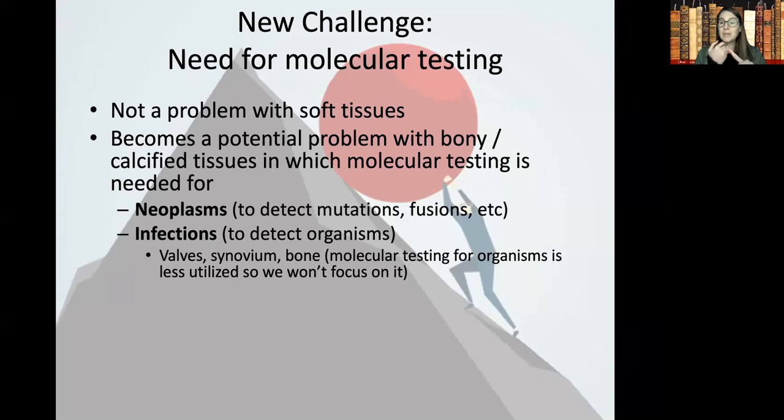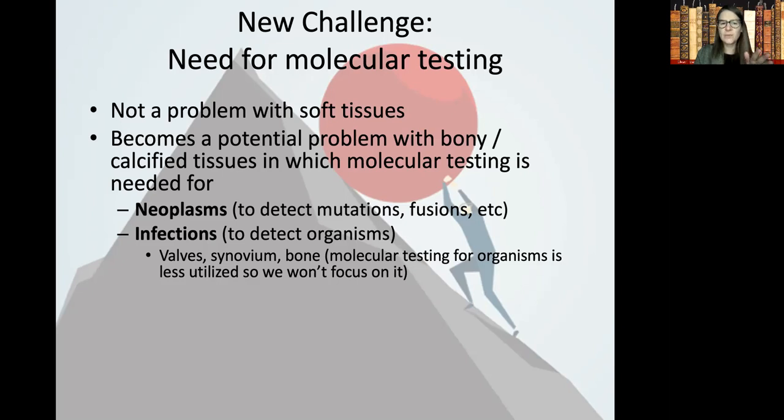That's either for a neoplasm, right, to detect a mutation, a fusion, etc. Sometimes even for infectious cases, for non-neoplastic cases, to detect organisms, like in cardiac valves, in calcified synovium, or in osteomyelitis. Sometimes molecular testing is used for organisms if they cannot be cultured or otherwise identified. This is less utilized, so we're not going to focus on it, but always remember this. And don't be surprised if molecular testing is requested for infectious diseases. It can definitely identify those organisms.